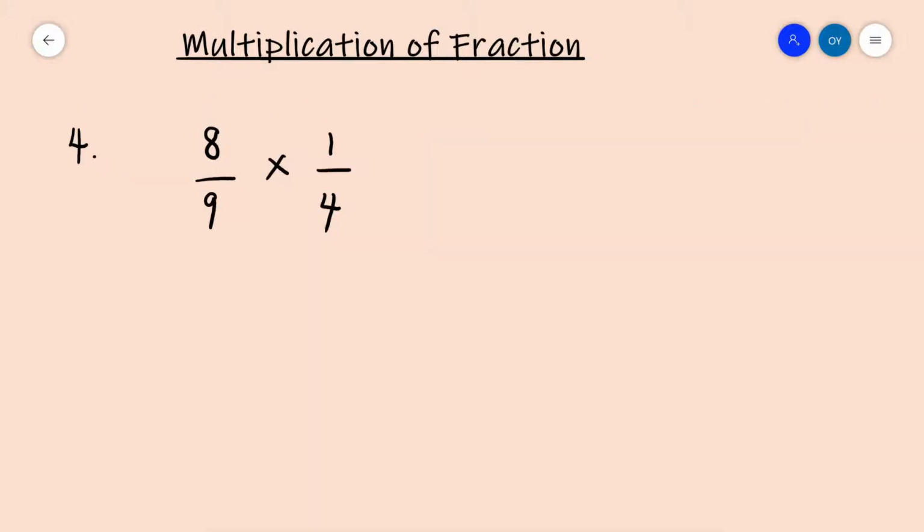Here, 8 over 9 multiplied by 1 over 4. Now the greatest common factor between 8 and 4 is 4. So 4 divided by 4 is 1, 8 divided by 4 is 2. So we have the leftover as 2 times 1 over 9 times 1. And so we have 2 over 9.